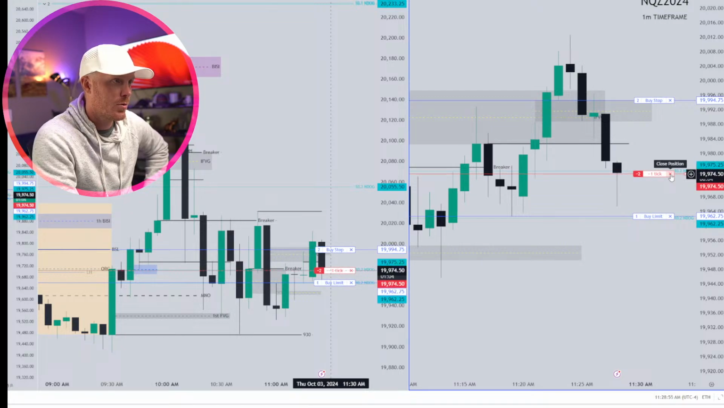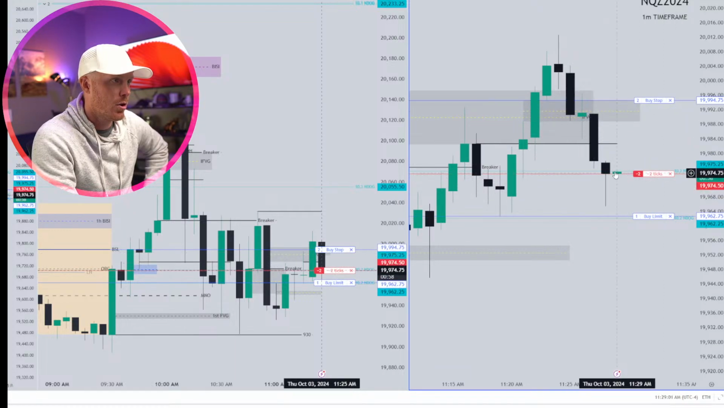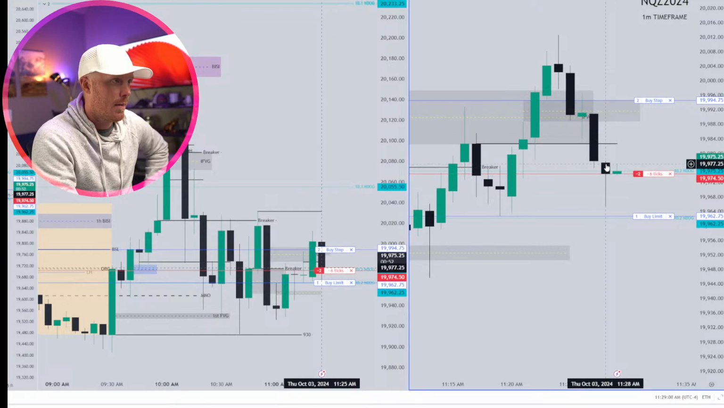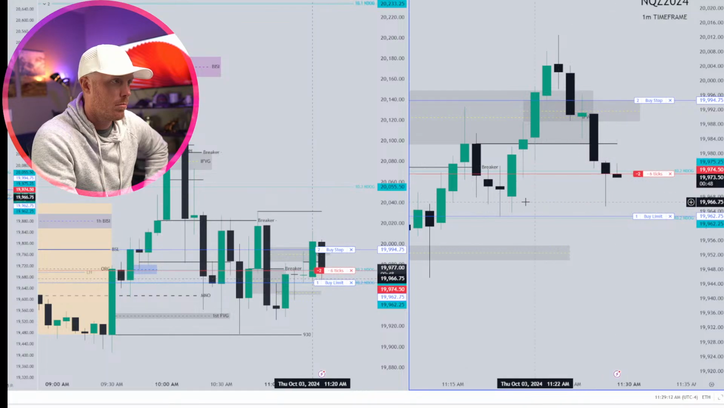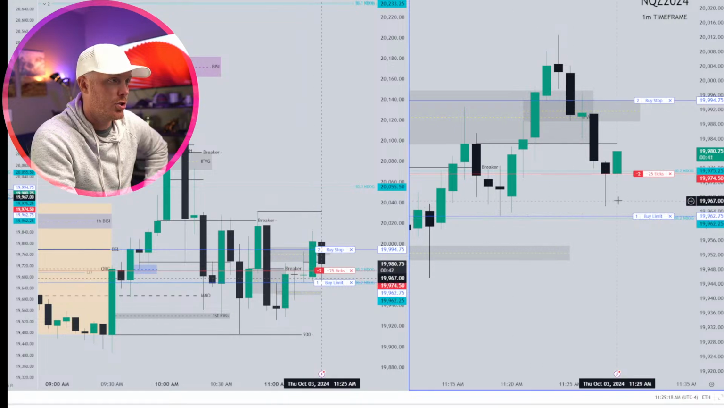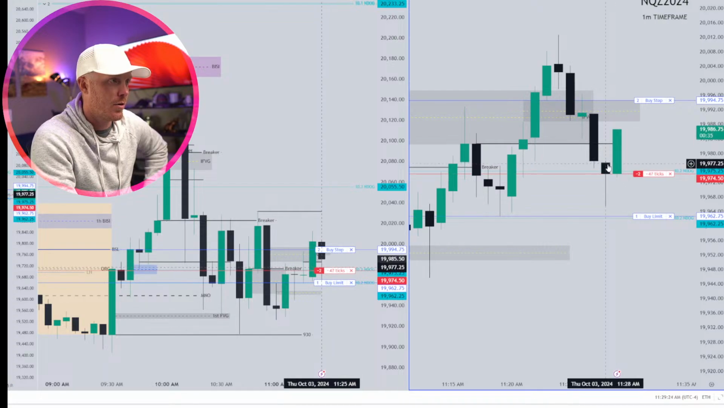I do not like this rejection. It's still closed red. Let's see what happens here. I don't like how close it got. I probably will cut this trade short, especially if we get a 1 minute change in state of delivery here.